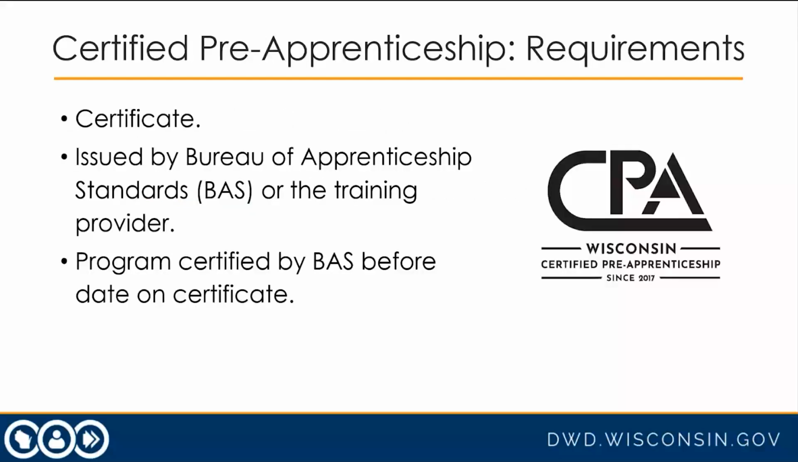Certified Pre-Apprenticeship, or CPA, claims are similar to B&I claims regarding document preparation. CPA claims require a certificate to be uploaded with the claim. The certificate must be signed and dated and issued by either the Bureau of Apprenticeship Standards, BAS, or the training provider. The program must have been certified by BAS before the date on the certificate. CPA completions will be verified by BAS.